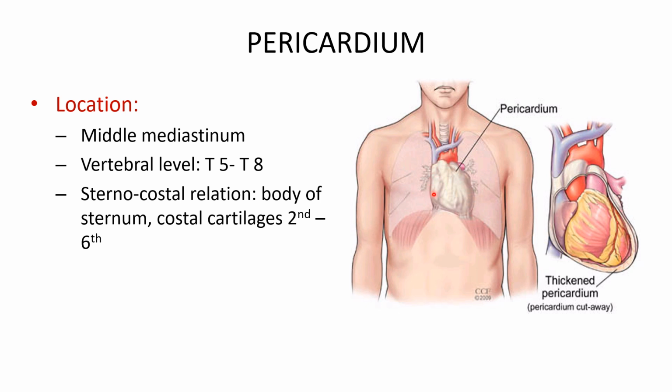In this picture, you can see the heart enclosed in the pericardium, and the great vessels, the superior vena cava and the arch of aorta are seen. And in this picture, you can see the anterior part of the pericardium is removed, so that you can see the heart and the great vessels.